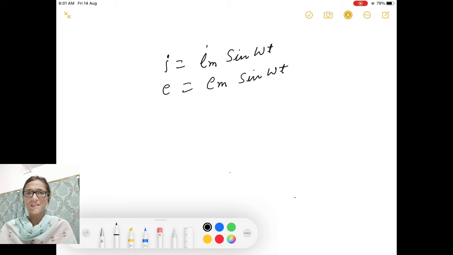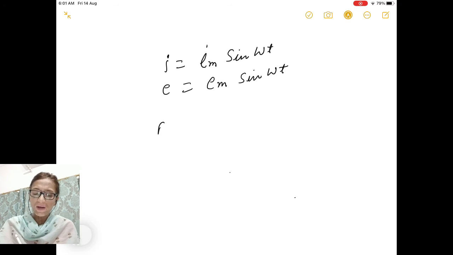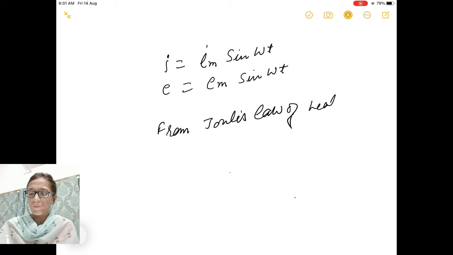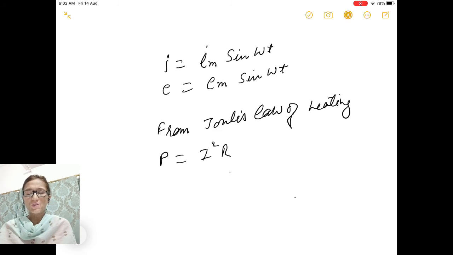It has some positive value, as power depends on, from Joule's law of heating, power is equal to square of I into R. So power does not depend simply on I, it depends on the square of I. The square of any quantity can only be a positive number.